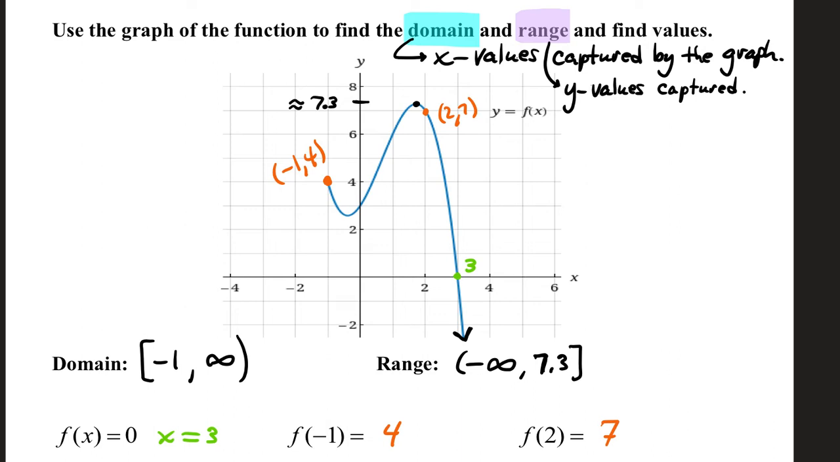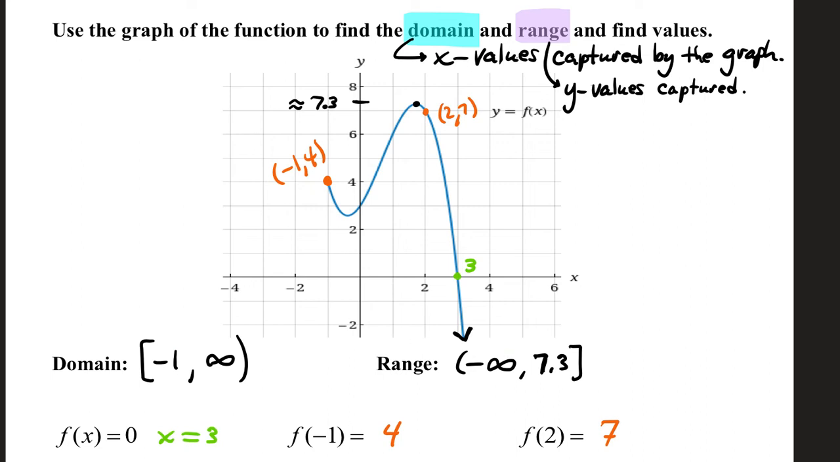The domain is the set of all x values that you can find somewhere on this graph. Since there are no x values less than -1, our domain begins at -1, and as you travel right, your x's get larger and larger. So its domain is -1 to infinity.